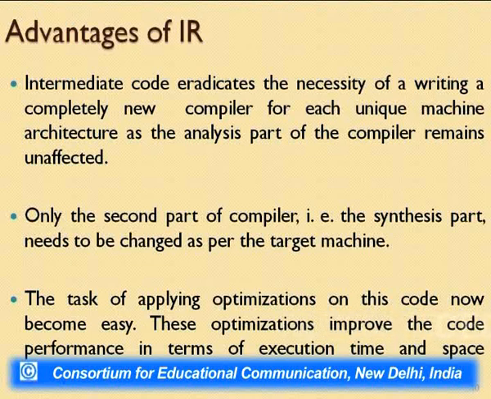As I was saying, intermediate code eradicates the necessity of writing a completely new compiler for each unique machine architecture, as the analysis part of the compiler remains unaffected. Even in the analysis part we now have one extra phase, the intermediate code generation phase, so that is also not supposed to be rewritten. Only the second part, the synthesis part of the compiler, needs to be changed as per the target machine. The task of applying optimizations on this code now becomes pretty easy. These optimizations improve the code performance in terms of execution time and space occupied.